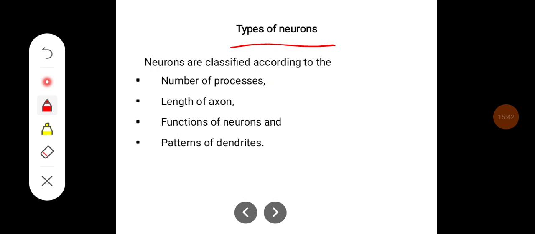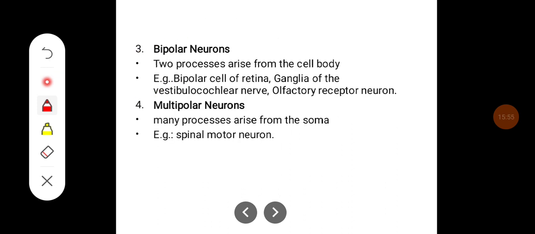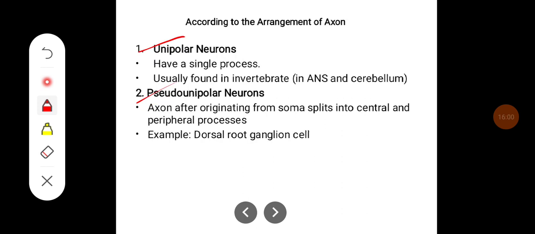The types of neurons can be classified according to the number of processes, length of the axon, functions of the neurons, and pattern of dendrites. According to the arrangement of processes, they can be unipolar, pseudopolar, bipolar, or multipolar neurons. Unipolar neurons have a single process, usually found in invertebrates, in the autonomic nervous system and cerebellum. Pseudopolar neurons, where the axon after originating from the soma splits into central and peripheral processes, for example dorsal root ganglia.